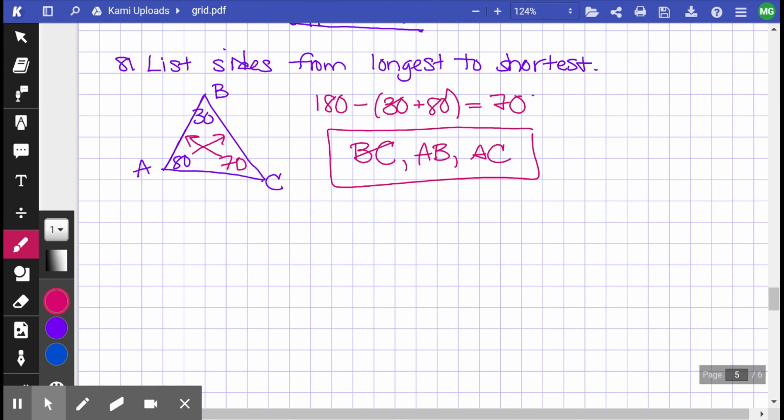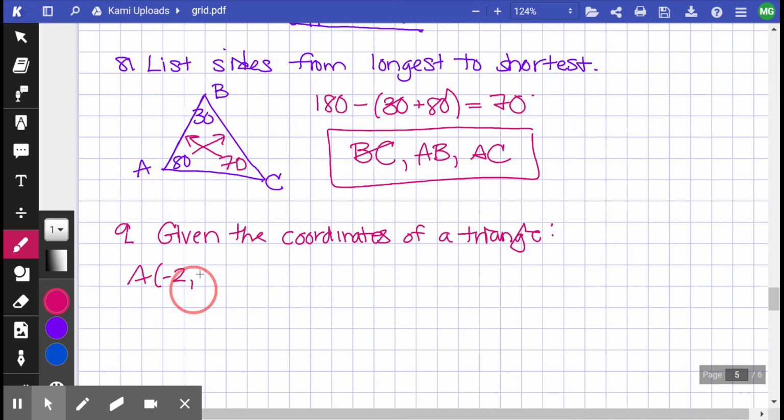All right, and our last problem that we're going to do is I'm going to give you some coordinates, and you're going to want to graph these, so it'd be good if you have graph paper here. So if not, pause the video, go grab some. Given the coordinates of the triangle, A is -2, 1. B is 1, 5.